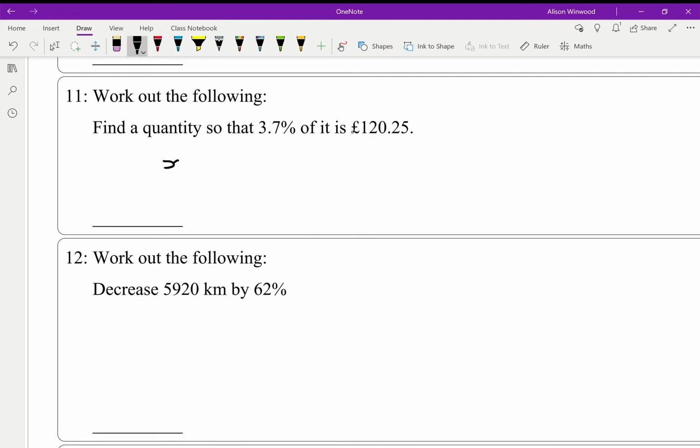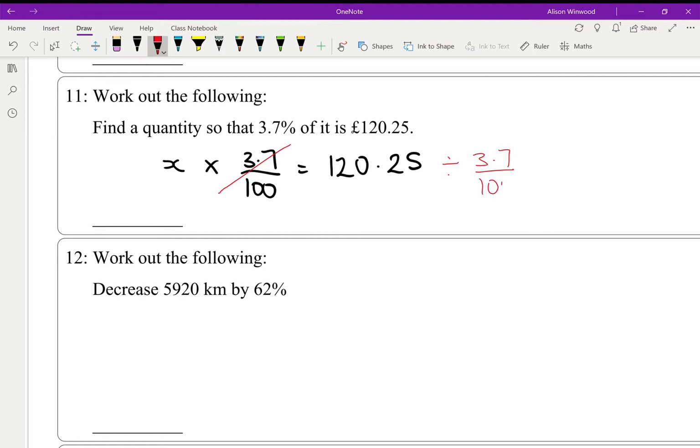I've got a quantity that 3.7% of it is £120.25. Opposite of multiply is to divide. So my amount must have been £3,250.